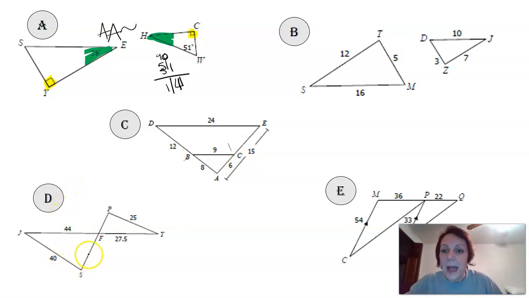All right. Maybe magic will happen down here. Okie doke. I have 44 and 27.5. So 44 divided by 27.5 is 1.6. It's a very popular number in these problems. I have 40 and 25. So 40 divided by 25 is 1.6. I have two sides. Now, I don't have the third side.